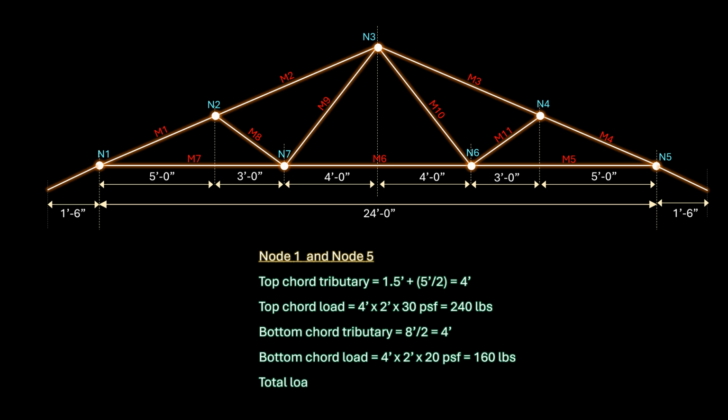The total direct force that is coming to node 1 is therefore 240 pounds plus 160 pounds, which is 400 pounds total. Due to symmetry, the same conditions are present at node 5, and therefore we will apply the same load to node 5.